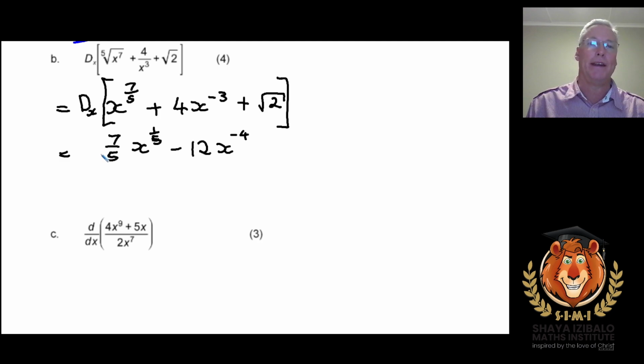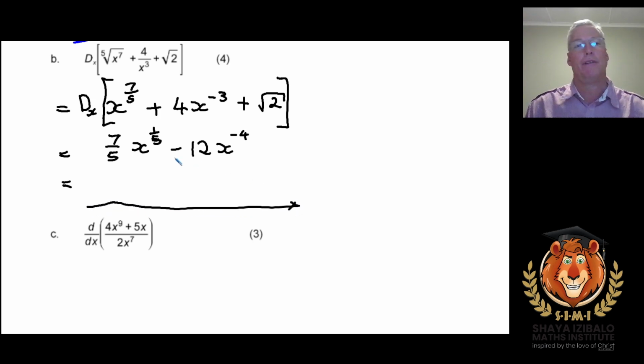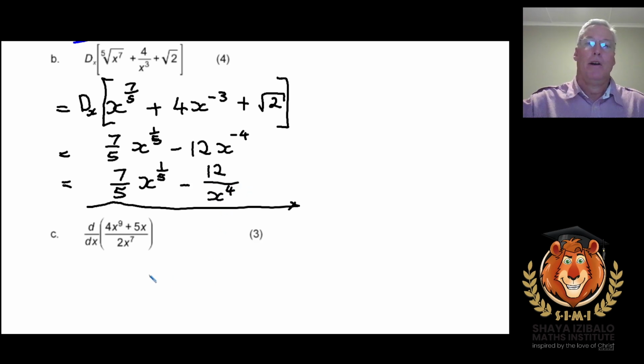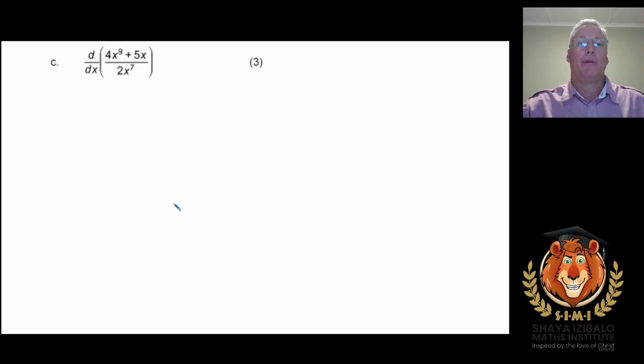I don't write the dx anymore because this thing is now done. I think my question did ask for positive exponents, so I'm just going to write that other exponent as a positive exponent. So it's going to be minus 12 over x to the 4. Okay. Right, the next and last one of these.